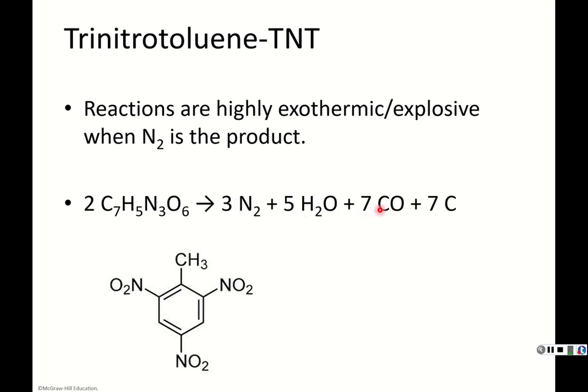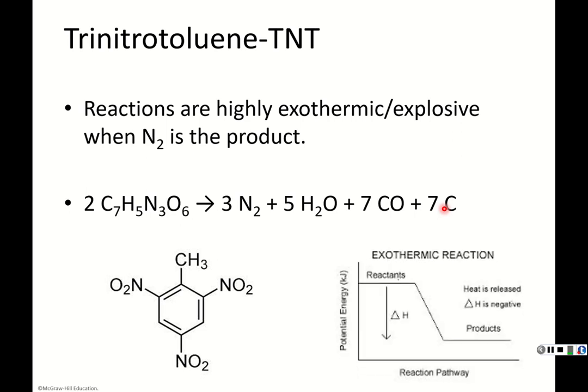we got water, carbon monoxide, and then solid carbon as well, which is kind of interesting, right? But this reaction is extremely exothermic. So if you look at the delta H of the reactants compared to the products, the reactants are much, much higher than the products. So this heat is released, right? Delta H is negative, heat is released.